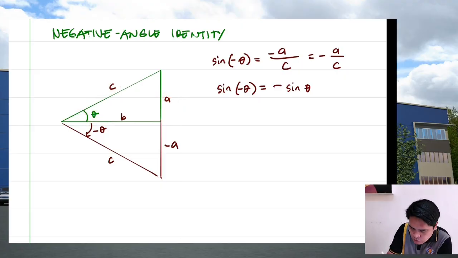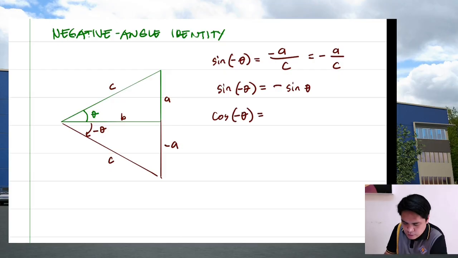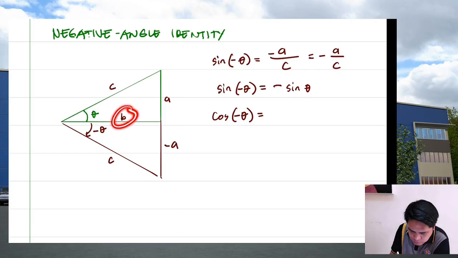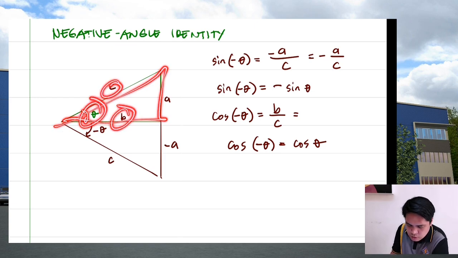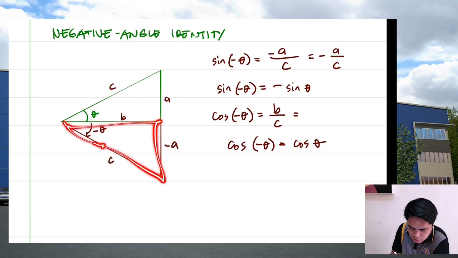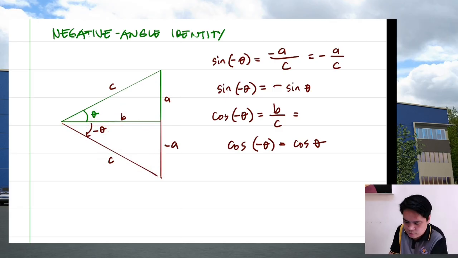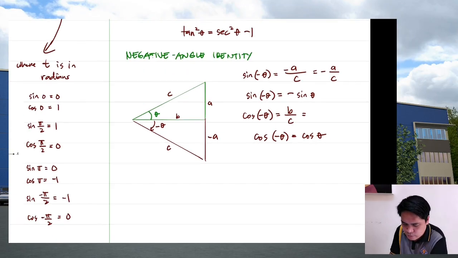Okay? Let's proceed to cosine negative theta. For cosine negative theta, that's B, ito, B over C. And B over C is the same as cosine theta. So therefore, cosine negative theta is just equal to cosine theta. And for this triangle, B over C is cosine theta. For this triangle, B over C is also cosine negative theta nga lang. Also the same, but cosine negative theta.